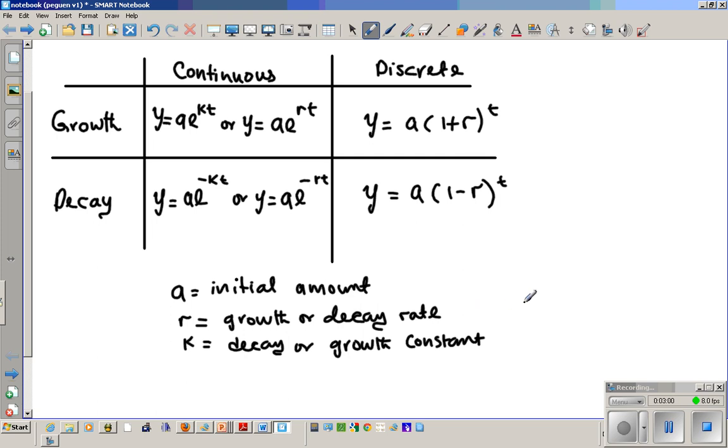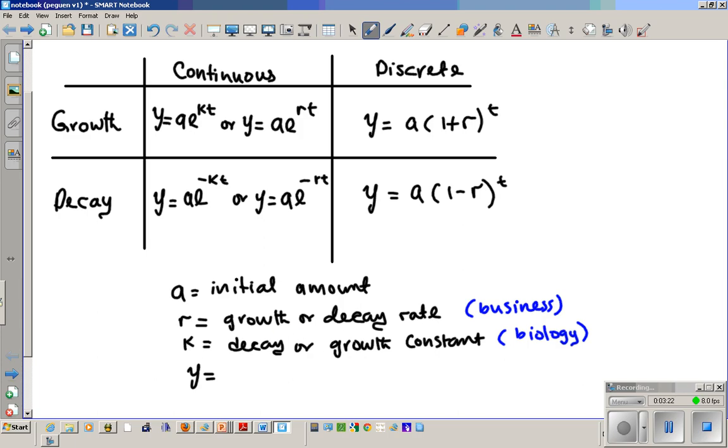Alright, r normally has to do with money, business. It has to do with business. And k, in most cases, has to do with biology. Okay, because many biological phenomena, their growth is continuous as opposed to money. That's more discrete.